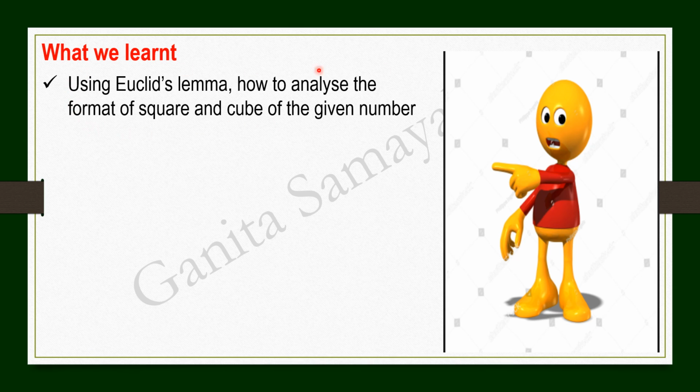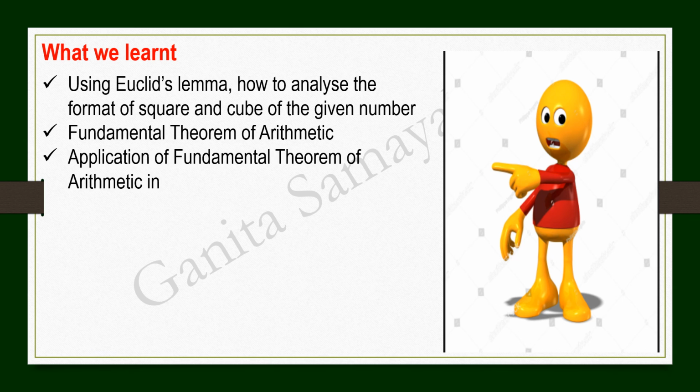So this was the first thing we did today. And then what did we understand? The fundamental theorem of arithmetic. What does it say? Any composite number can be expressed as the product of its primes, and that will be only in a unique manner. So that is what we have understood. And then we used this fundamental theorem of arithmetic to find the HCF and LCM. Application of the fundamental theorem of arithmetic in finding HCF and LCM. This is what we did.